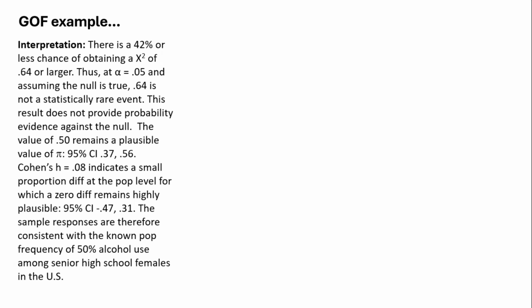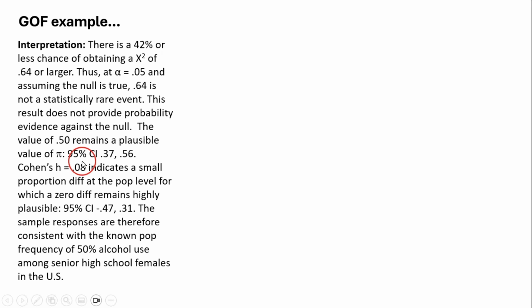We don't have that. We have a statistic that's going to occur about 42% of the time in a random sampling process. So this result does not provide probability evidence against the null. The value of 0.5 remains a plausible value of the population proportion, which is pi, with a 95% confidence interval of 0.37 to 0.56.